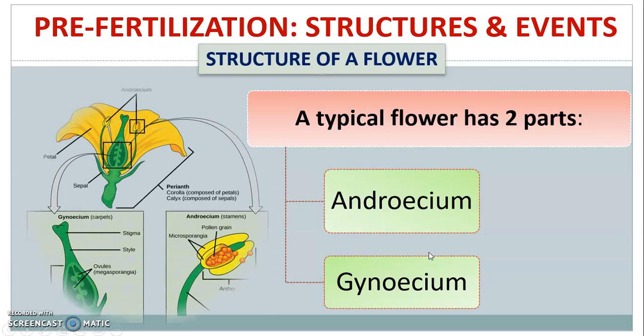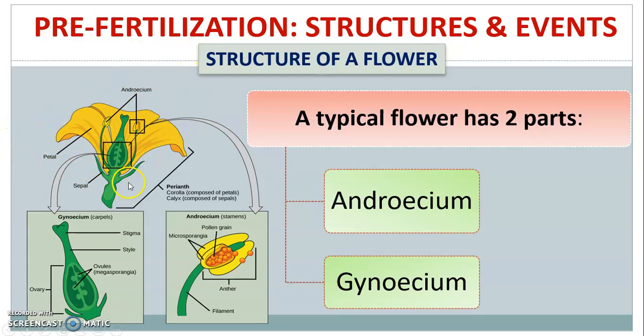So let's move ahead. In this slide, you can see the complete structure of a flower. So this is a flower, right? And in this flower you can see it has different layers and different parts, like the sepal, petal, the androecium and gynoecium. So here is the structure of the gynoecium and here is the structure of the androecium. Let's move ahead with the further explanation of the androecium and gynoecium.